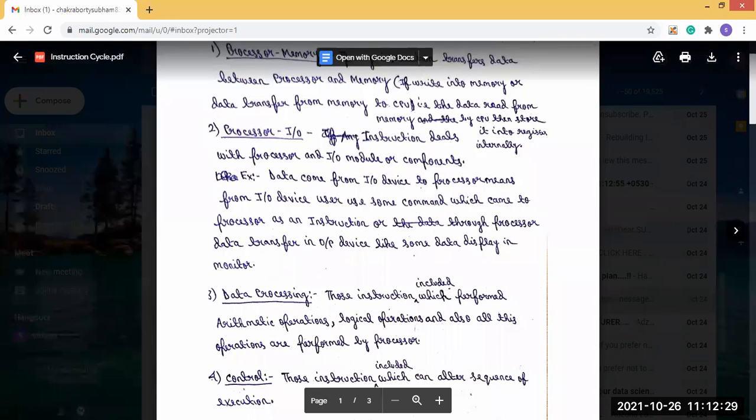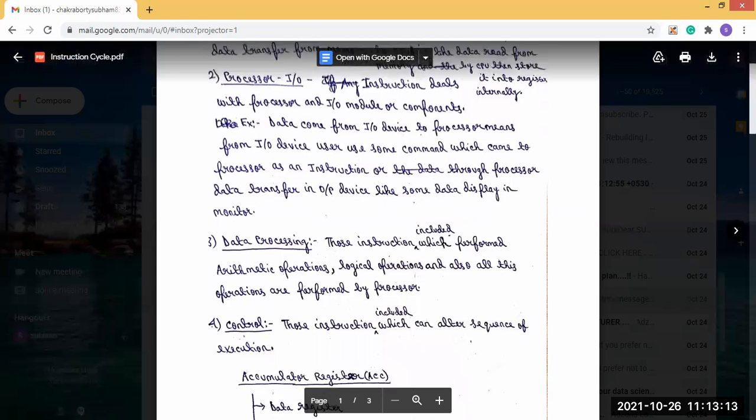And those instructions which alter the sequence of execution will be the type of control. That means if in the program we write the jump command, this is control, controlling the sequence of execution. Those types of instructions are control instructions. So these are the four types present, the types of action performed by the instruction.